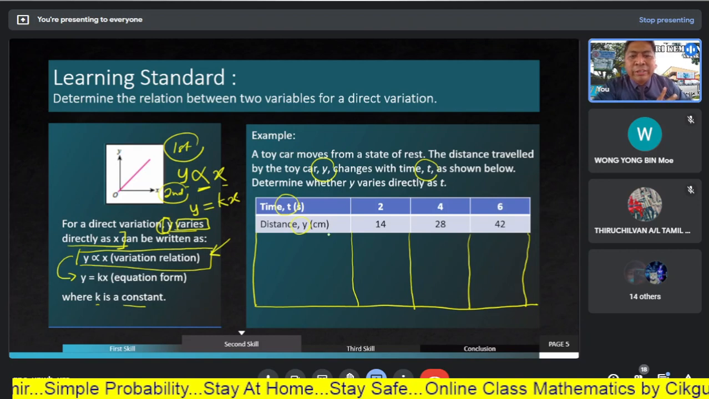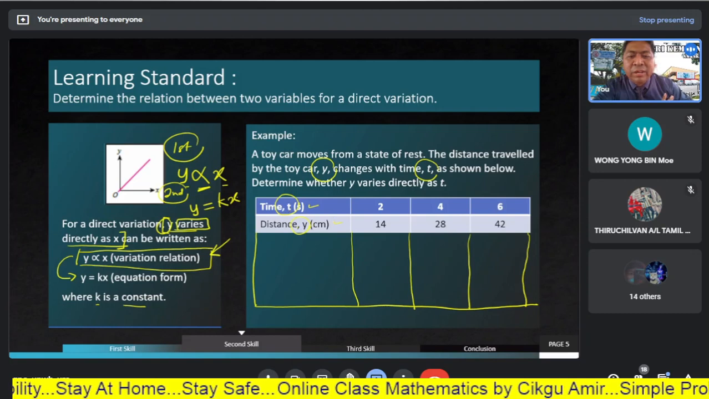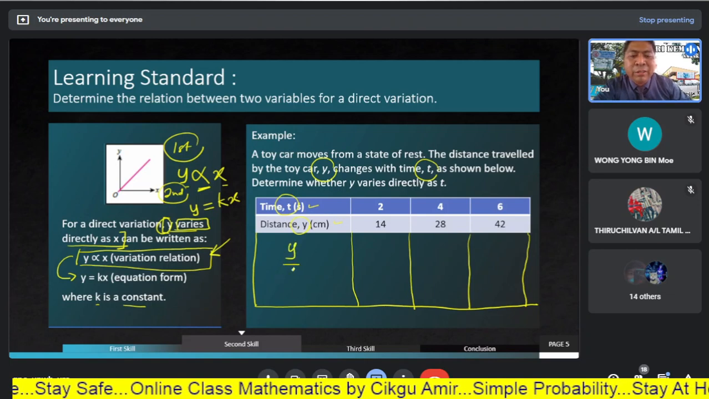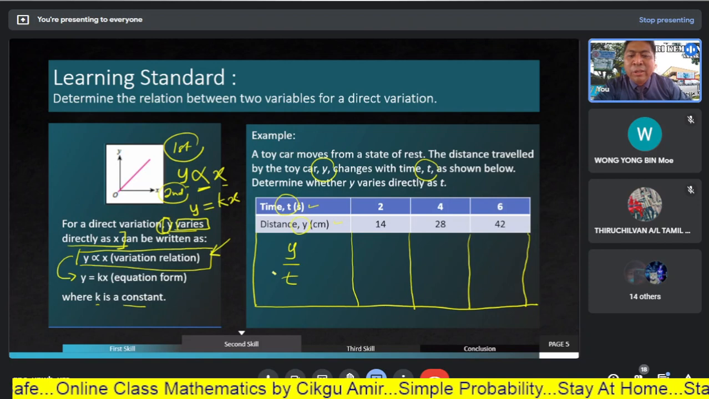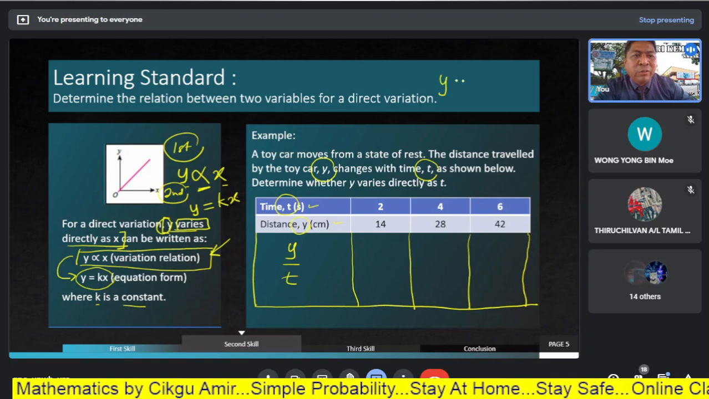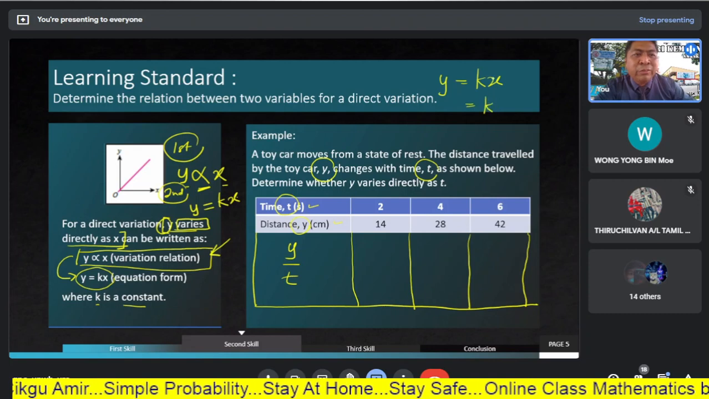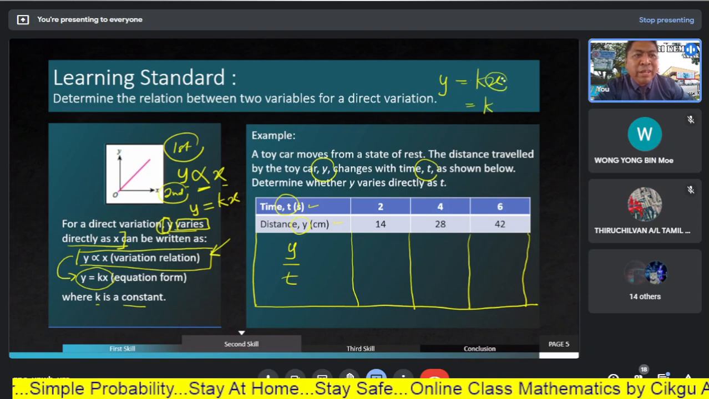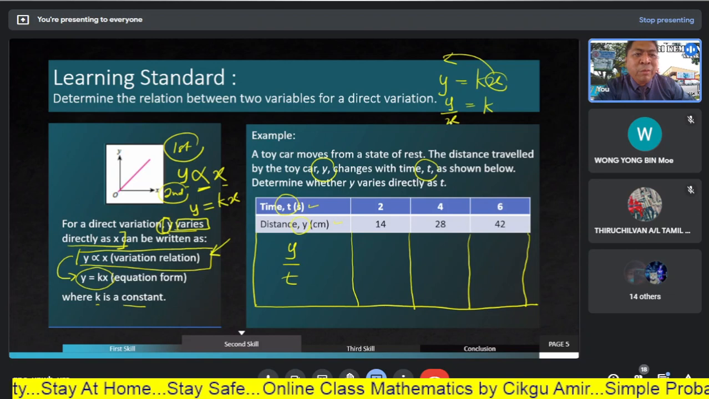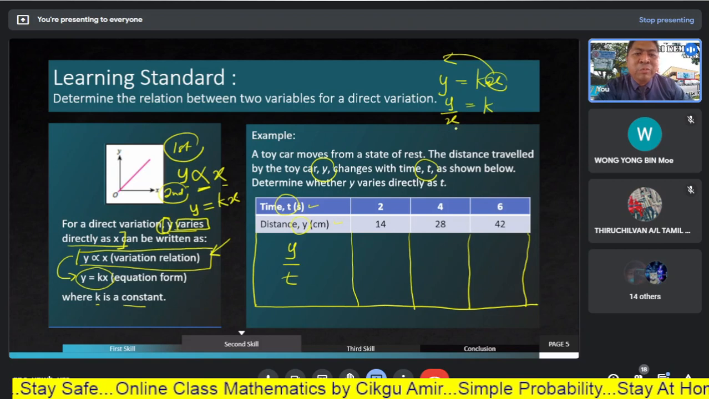The two variables here are y and t. Y is distance, t is time. So y divided by time. Why do I divide? Because here y equals kx, and I want to find the value of k. So I move x to the left and it becomes divide. Why divide? Because here is multiplication, and moving to the other side it becomes divide.